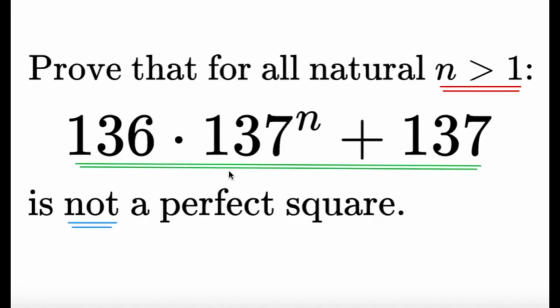Now, although we're asked for a proof that this number over here is not a perfect square, it's not that difficult to do. In fact, there's just one thing that we have to do, and we'll be able to prove that it is not a perfect square. Now, before we do that, let's try to make some analysis.